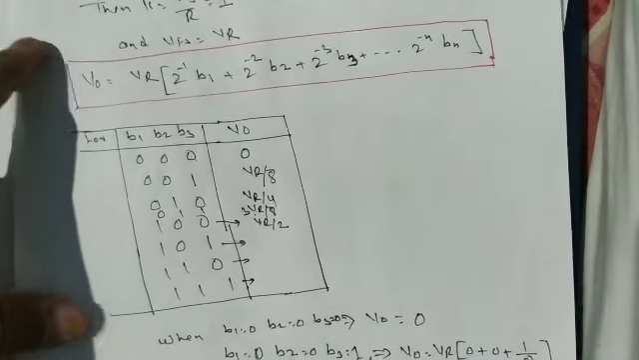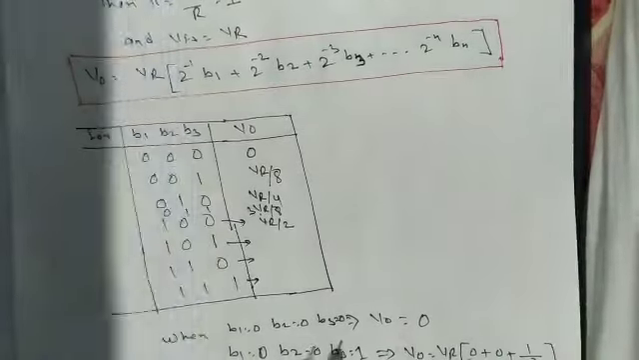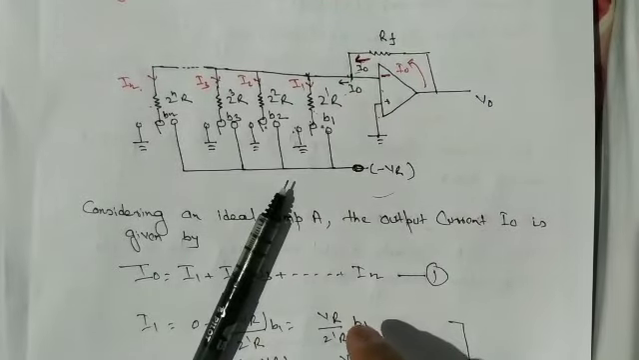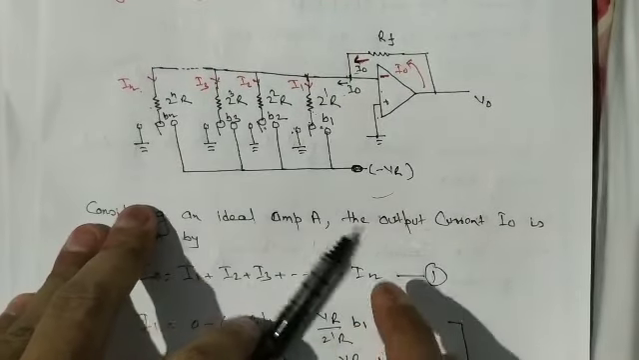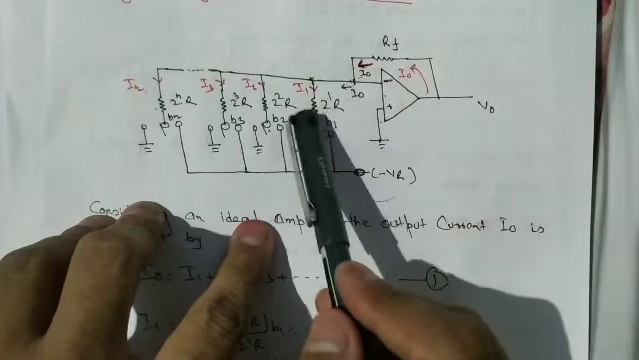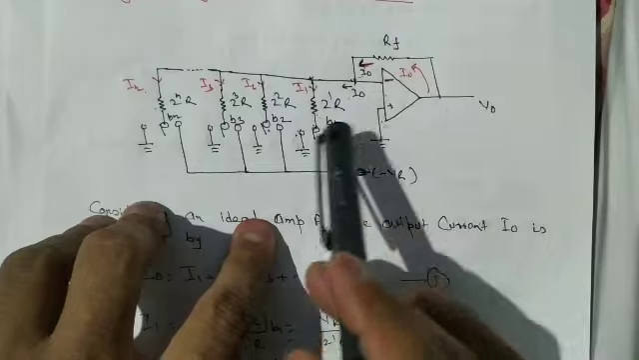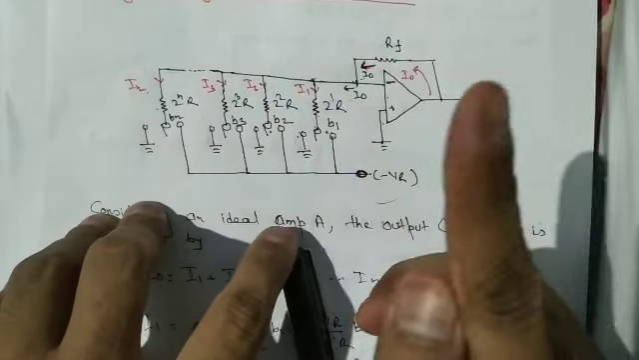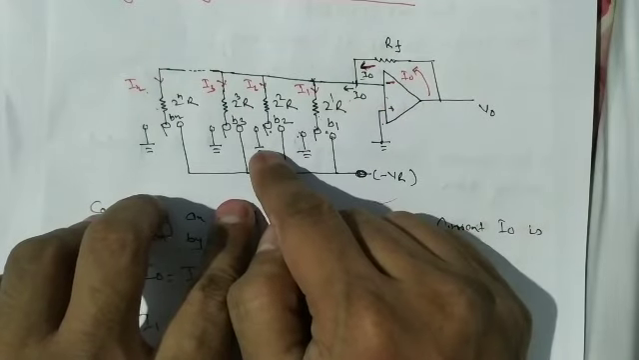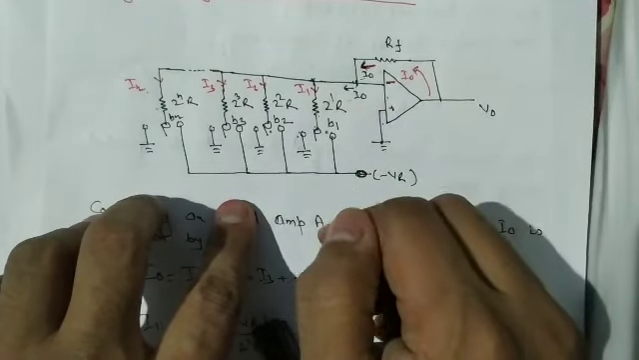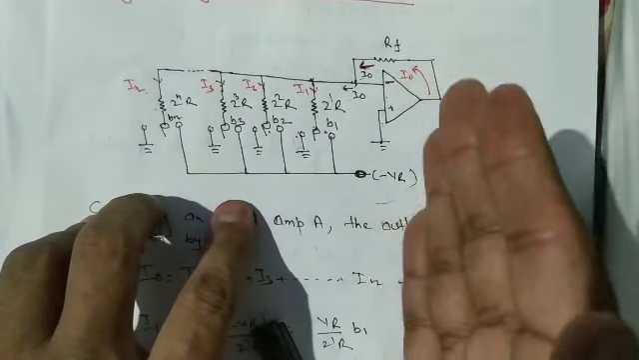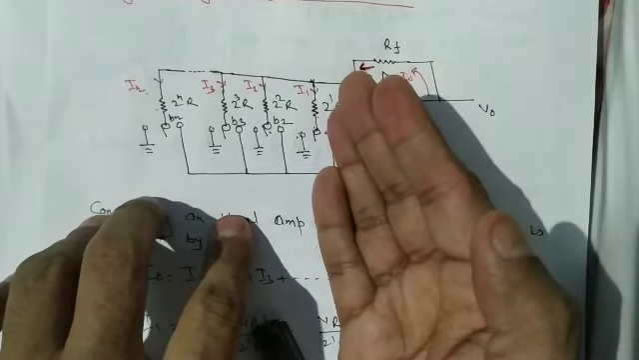So this is the method of the weighted resistor type DA converter. But there are some difficulties in the weighted resistor type. What are the difficulties? One important difficulty is finding the exact value of resistor. Suppose for R we have taken 1 kilo ohm, the next resistor should be 2 kilo ohm, the third resistor should be 4 kilo ohm, the fourth resistor should be 8 kilo ohm. So finding resistors in multiples of 2 is very difficult.